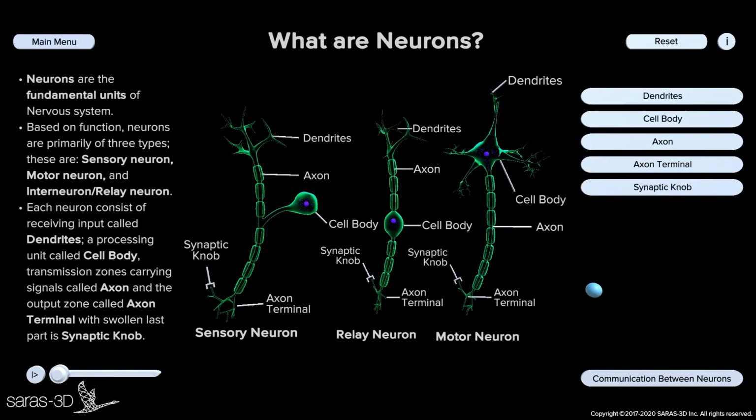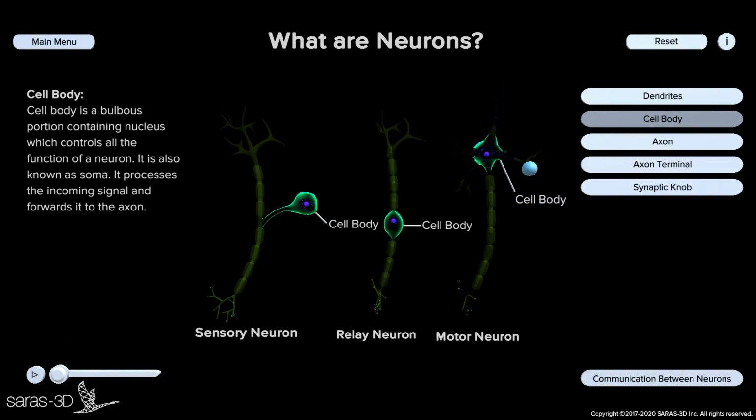Talking about the individual parts of any typical neuron, it consists of a bulbous part which is known as the cell body.